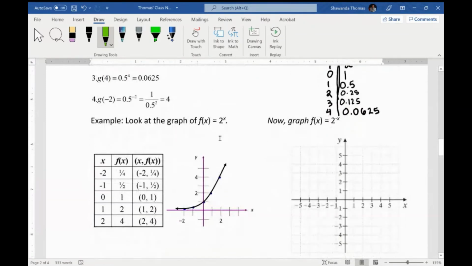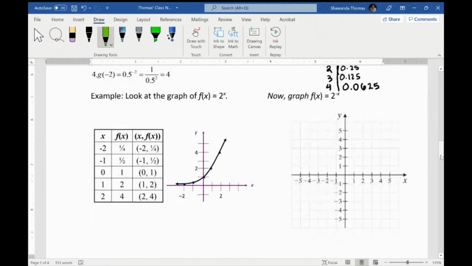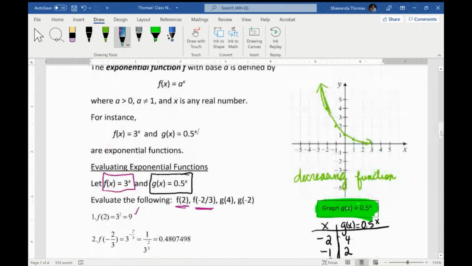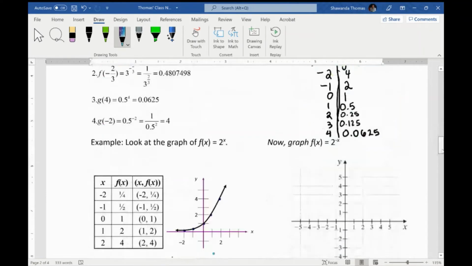Look at this graph of 2 to the x. This one, I already have the points. Is this decreasing or increasing? Increasing. Yeah, this one is increasing. It's going up. All right. So just giving you a look at some. I wonder why these are different, right? That one is g of x equals 0.5 to the x. And this one is 2 to the x.